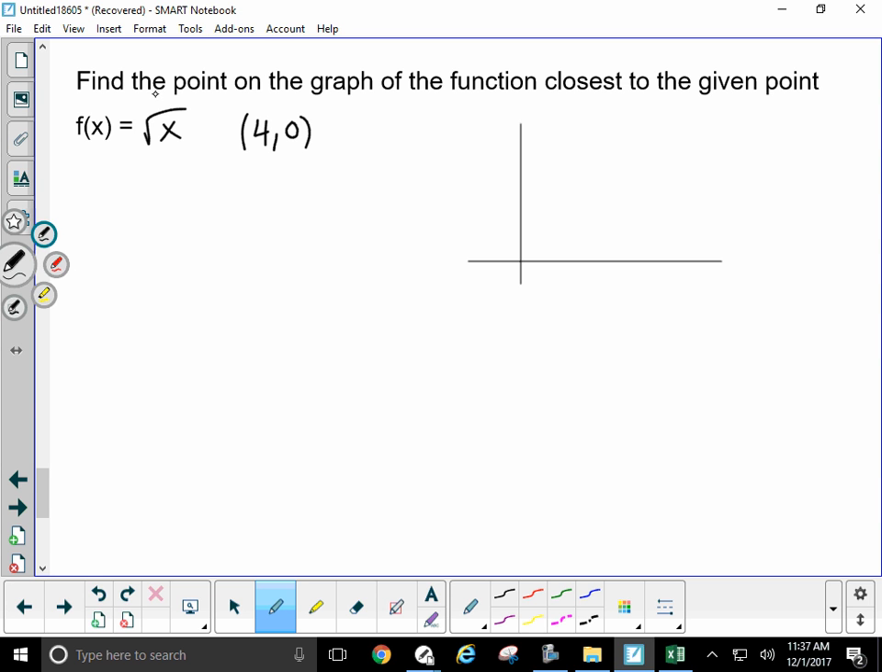I want to figure out which point on the graph of root x is closest to the point 4, 0. What does that look like? Let's kind of graph what it looks like. We have the function root x, and the point 4, 0. I'm trying to figure out which point on root x will be closer than any other point to 4, 0.